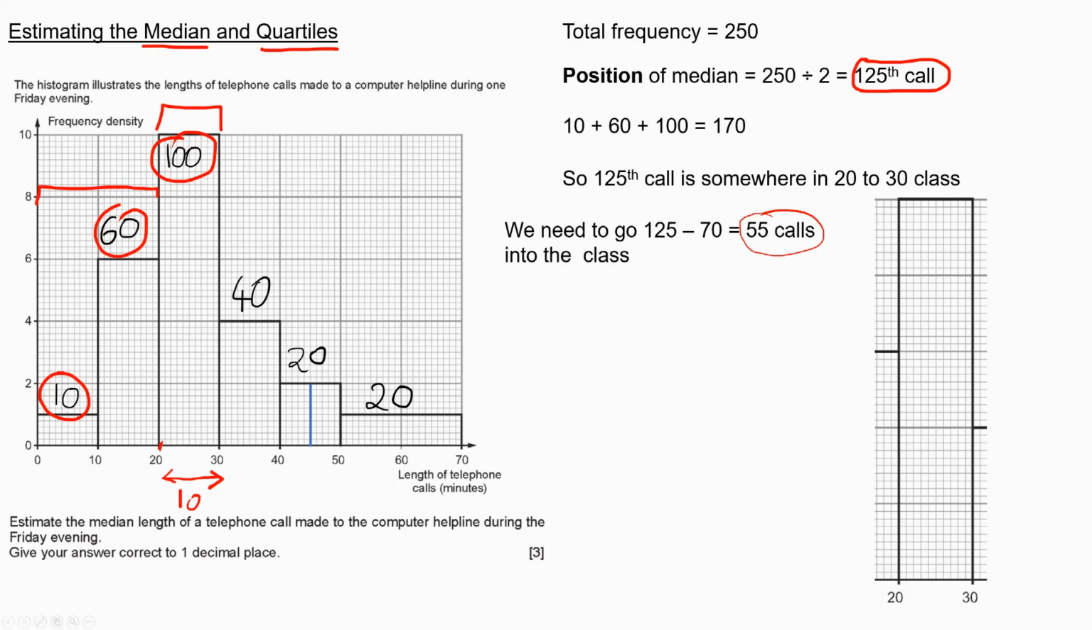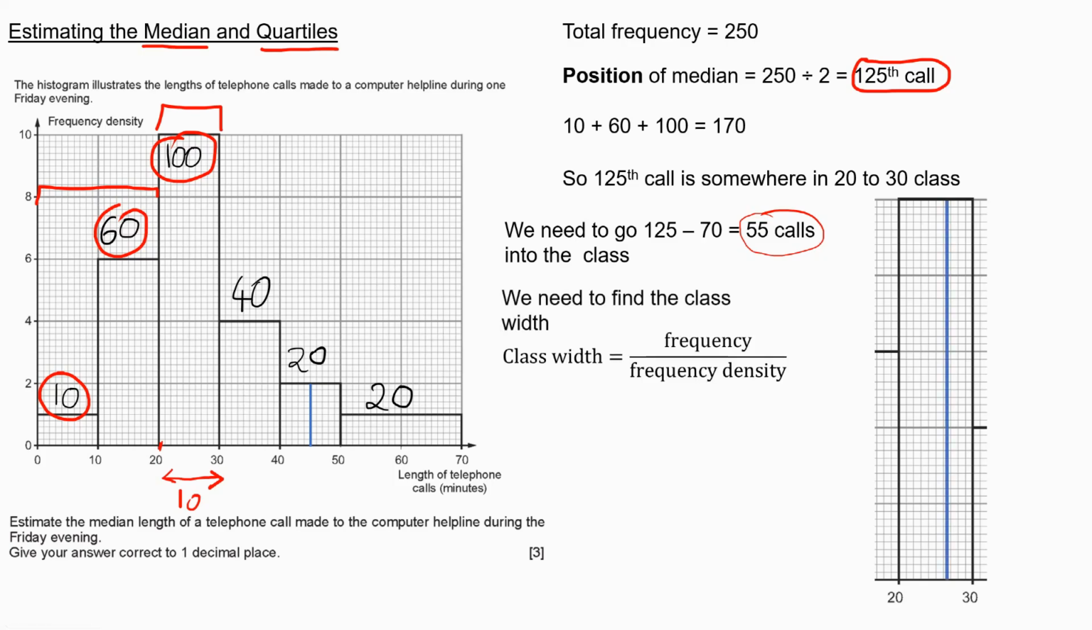No, what we need to do is work out the class width. Class width is given by frequency over frequency density. And we just need to substitute in 55 for the frequency, and for the frequency density, just the frequency density of the bar, which is 10. So we end up with a class width of 55 divided by 10, which is 5.5. So this estimate that I've drawn here, this is actually 5.5. So to work out what the median is, we need to go 5.5 to the right of 20, which gives us a median of 25.5 minutes.